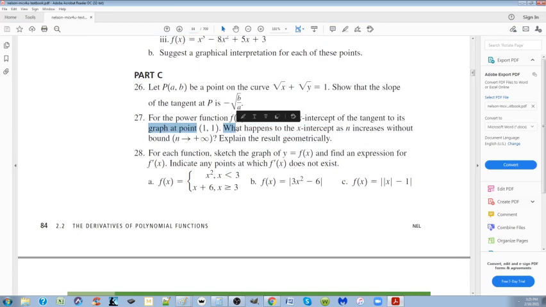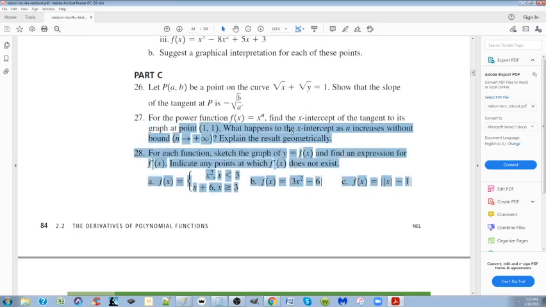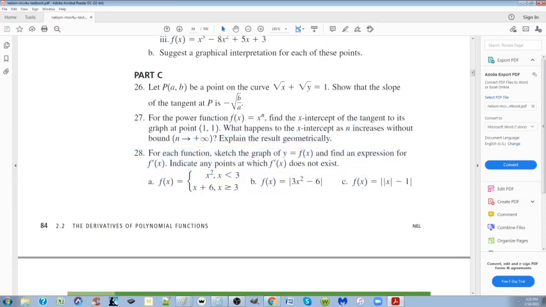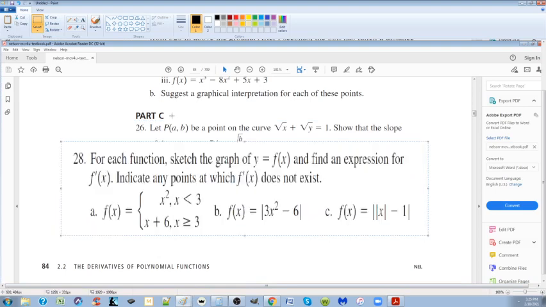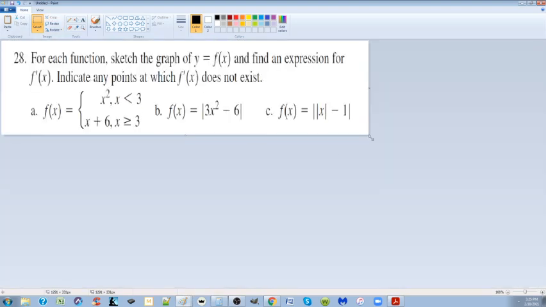For the power function, x to the n tangent point 1, what happens when x increases? Teacher, ask your teacher. For each function, sketch the graph of f of x and find an expression for this. Indicate any points with f. Okay. So in this case, they're giving you a piecewise graph, a normal absolute value, and a bizarre absolute value. So they're just giving you really complicated graphs to work with, right? So here it is here. I'm going to work on 26 though and see if I come up with an answer that's a little bit faster and clear.